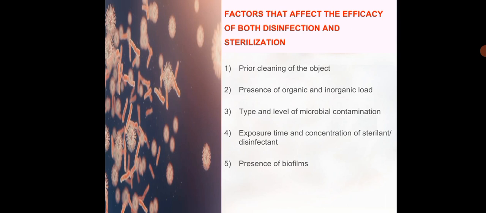Number 2 is presence of organic and inorganic load, as they may affect the effectiveness of the process. Number 3 is type and level of microbial contamination. For example, bacterial spores and some agents like prions require higher temperature to get killed than their vegetative forms. Number 4 is exposure time and concentration of sterilant or disinfectant. And number 5, presence of biofilms that affects the effectiveness of the process by hindering the exposure of contaminated surfaces to sterilant or disinfectant or heat.